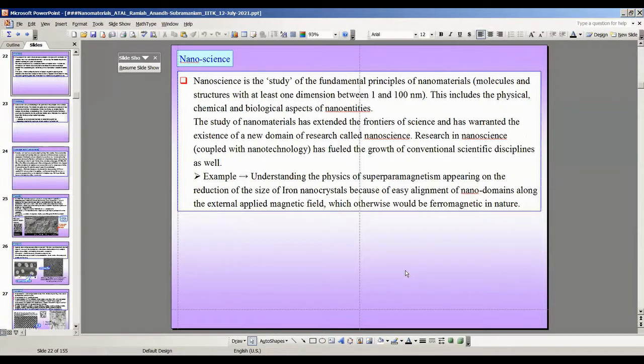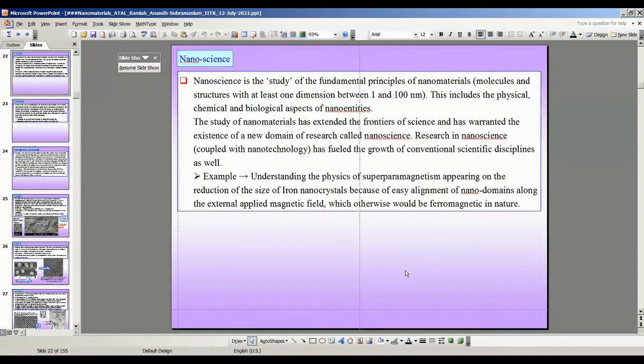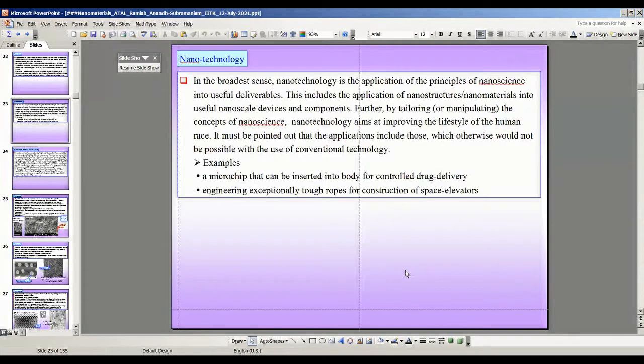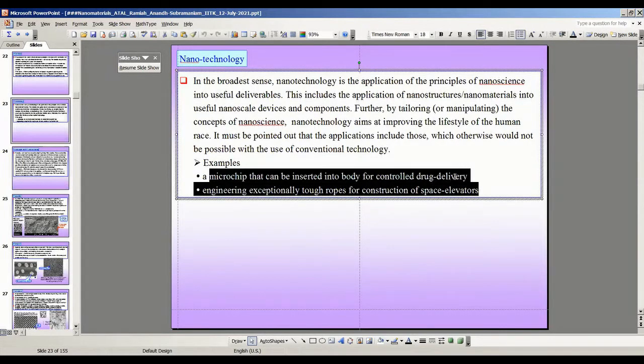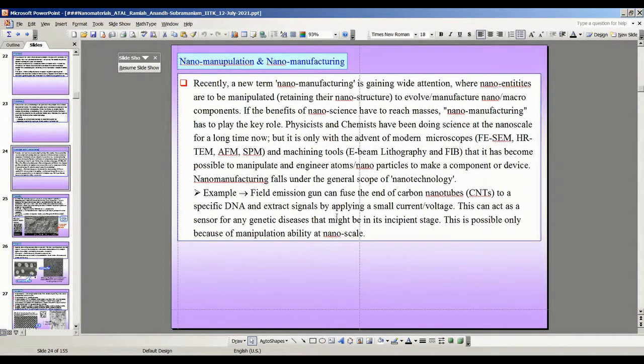You might have noted that nanoscience and nanotechnology have grown in the past, and they are very, very important, because nanoscience feeds nanotechnology feeds nanoscience. That means newer and newer instruments are available today because of nanoscience, and those instruments further help in developing newer aspects. For instance, you can think of a nanotechnology example as a microchip inserted into the body, which can give you controlled drug delivery, or similar examples.